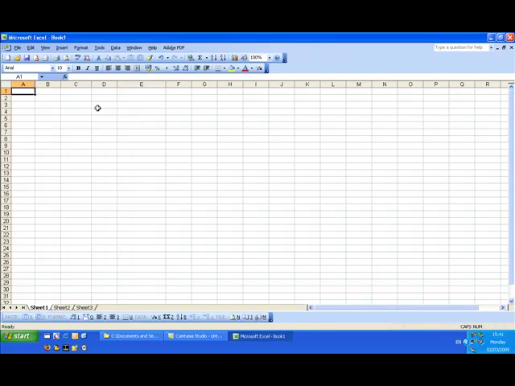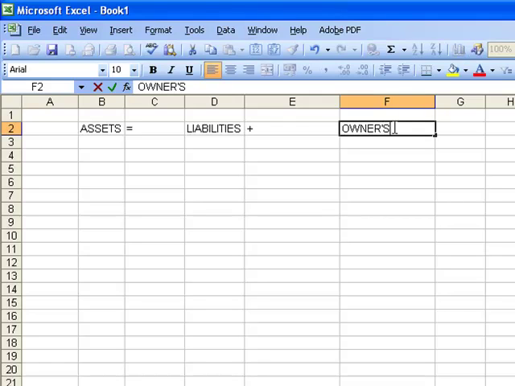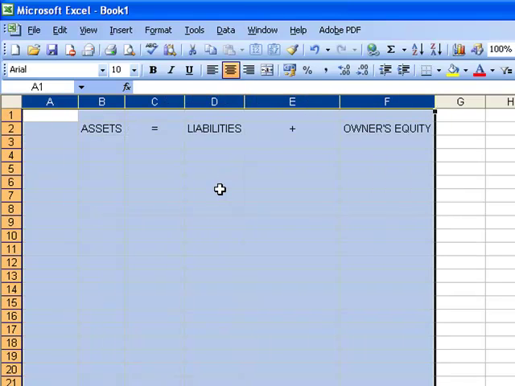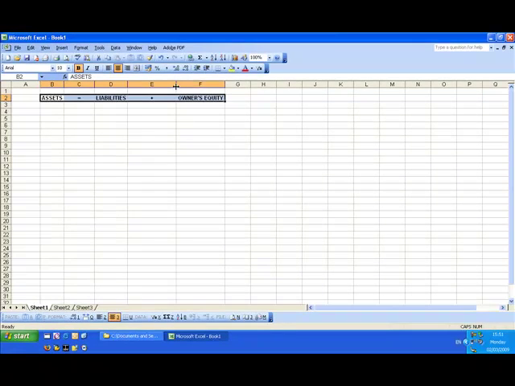So we first build a balance sheet equation, which is assets equals liabilities plus owner's equity. So we apply some formatting in here. Let's center all this data in here, and let's add some bold for these headlines.